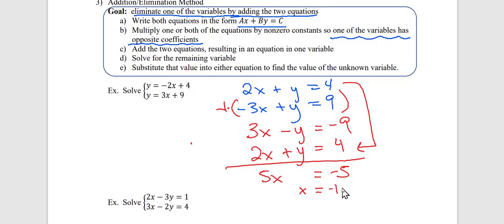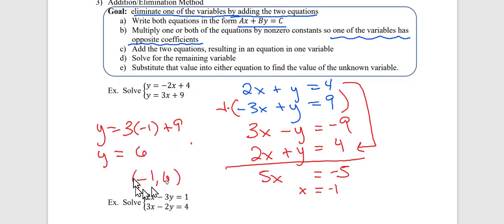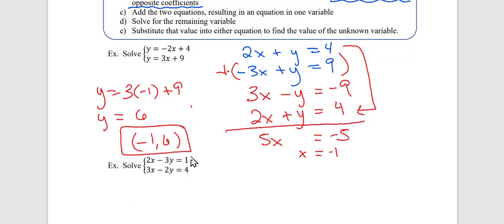x equals negative 1, and then substitute into one of the equations to get the 6. So we get that negative 1, 6. That's the addition or elimination method. I really like it in particular when the equations are already written in ax plus by equals c form. They don't technically have to be in that form, but I tend to see fewer mistakes when they are.